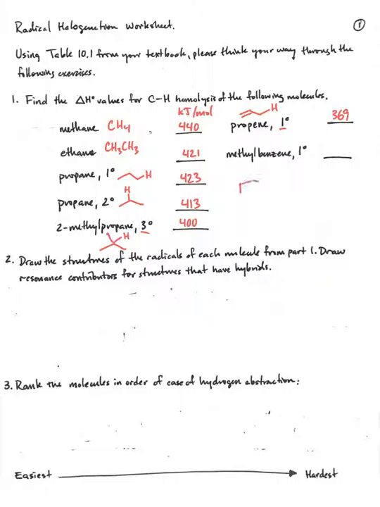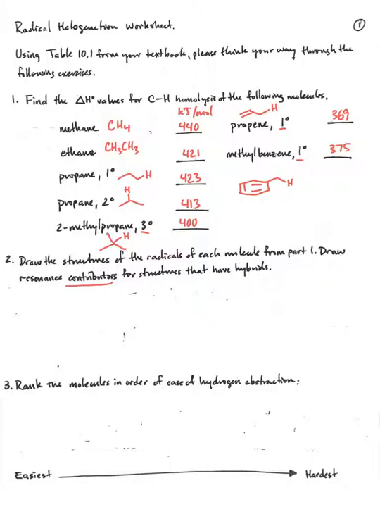Methylbenzene, otherwise known as toluene. Again, that primary sp2, sp3 hybridized carbon-H bond, this one's worth 375 kilojoules per mole. So again, these were values just taken from a table in the textbook. In problem 2, we're asked to draw the structures of the radicals that each molecule from part 1 forms, paying particular attention if there's any resonance contributors for some of these.